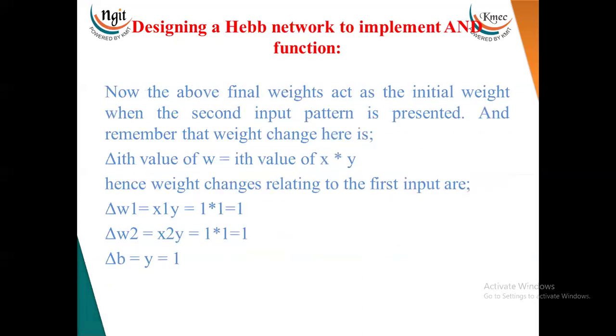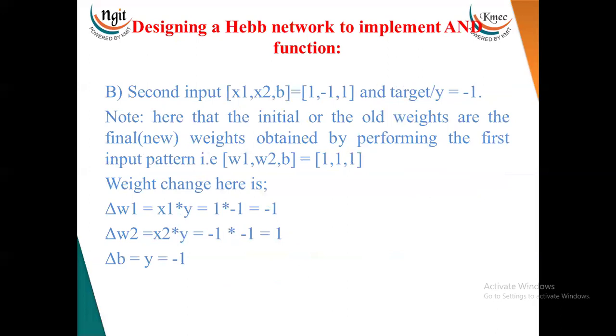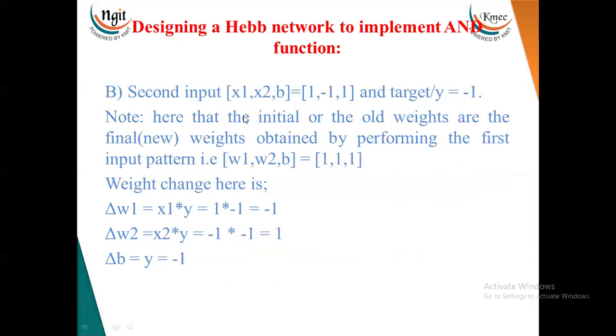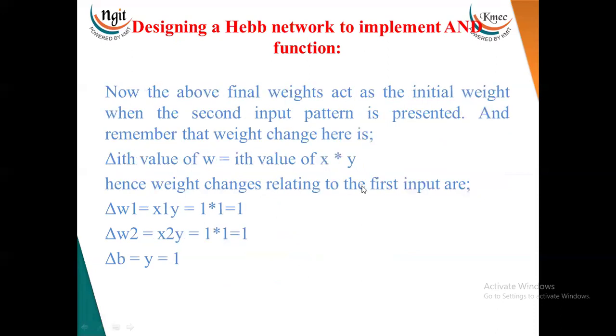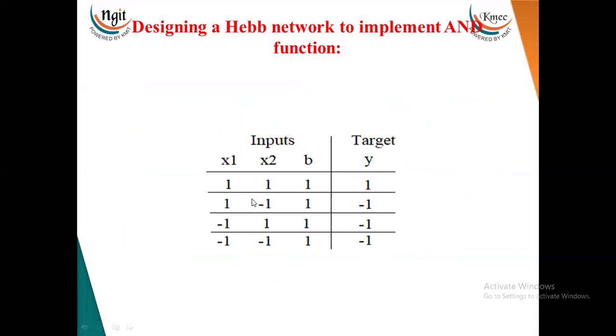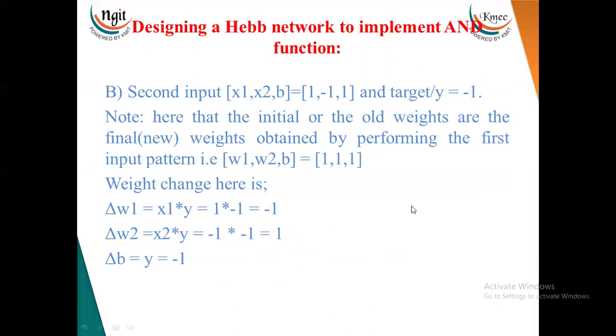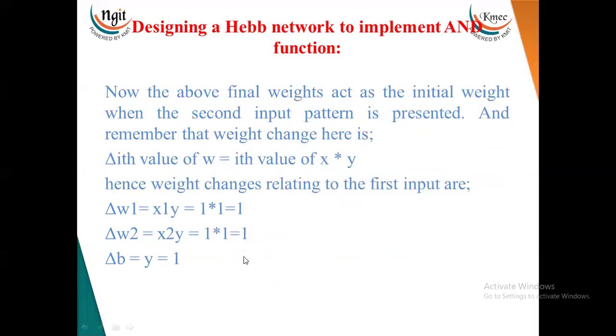So these are the final weights after presenting all the values. Like this, we have to calculate for everything. Again, the same thing. I'll take the second input. What was the second input according to the table? Yeah, 1, -1, 1, and so on. These are again the same values. Again, I'll get the delta weight.